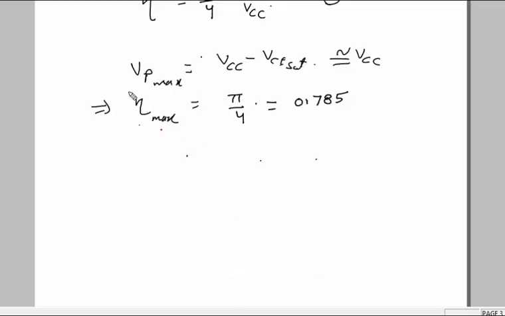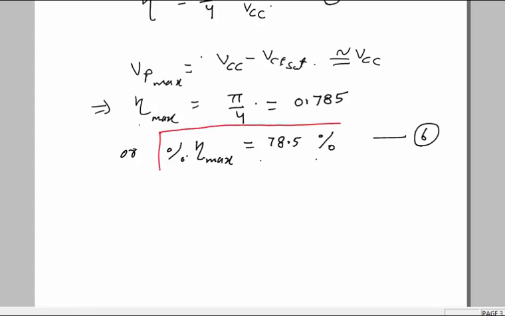So eta max we can get is 0.785, or in percentage terms, the maximum efficiency will be 78.5%. Okay, let's call it equation number 6. We saw that the efficiency has been increased. The efficiency of class B stage, that is 78.5%, is much larger than the efficiency of class A stage, which was only 25%, that too in ideal conditions.